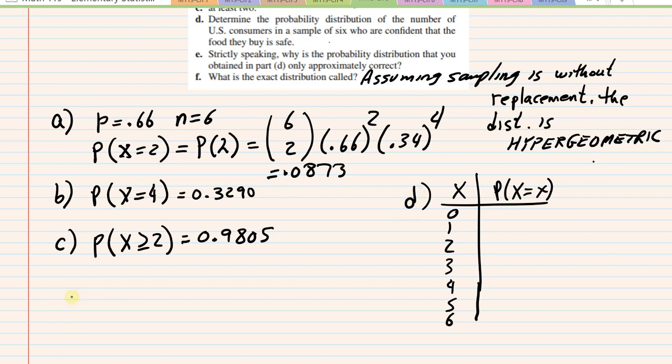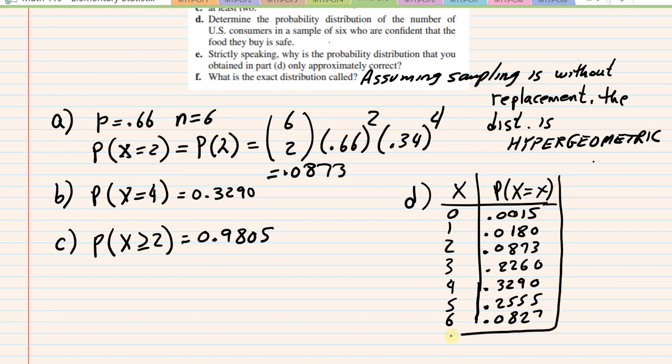So this is part D, the probability distribution, and those numbers again. Earlier in StatCrunch I got 0.0015, 0.0180, 0.0873, 0.2260, 0.3290, 0.2555, and finally 0.0827. So this is how you complete your probability distribution table.